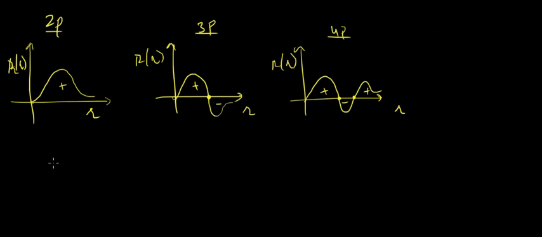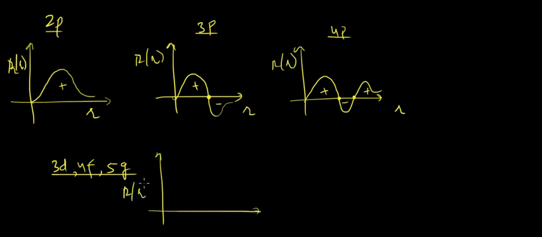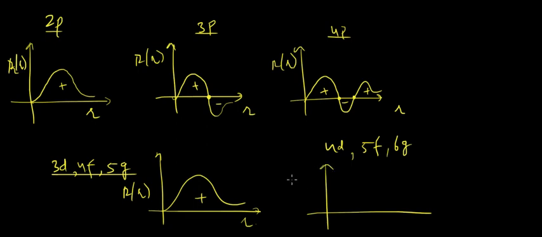Then let us look at 3d, 4f and 5g. It would be something like R(r) versus r, again starting from a non-zero value and having a positive sign here. Then for 4d, 5f and 6g, the graph would be something like R(r) versus r with one radial node. Positive and negative here, so this is one radial node.